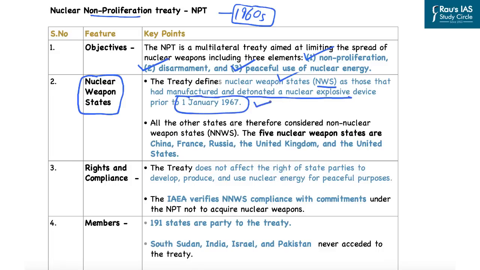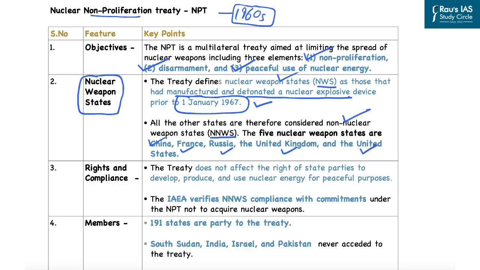Now, this was the cutoff date that was set up by the NPT Treaty that all those countries who have detonated a nuclear explosive device prior to 1st January 1967 will only be considered as nuclear weapon states under the NPT. And all other states are therefore considered as non-nuclear weapon states or NNWS under this treaty. And accordingly, there were only 5 countries which had detonated a nuclear explosive device prior to 1st January 1967. And these countries included China, France, Russia, UK and United States of America. So according to the Nuclear Non-Proliferation Treaty, there are only 5 nuclear weapon states which include China, France, Russia, UK and United States of America.